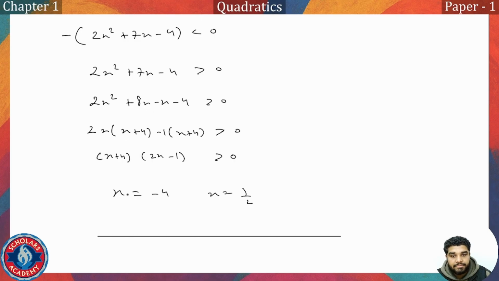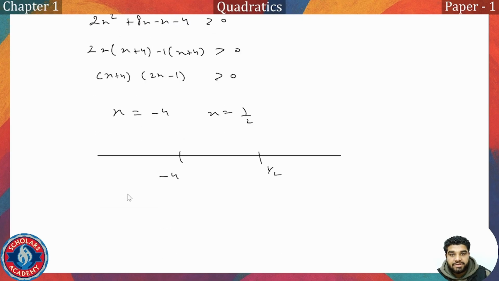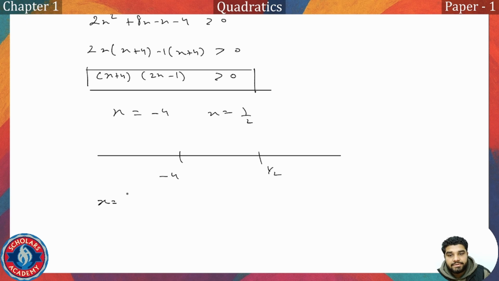And the real line breaks into three intervals, around negative 4 and 1 by 2. So if we check the first interval, what we need is that the value should be greater than 0. So we take x equal to negative 5. If we substitute it, we get negative 1 and negative 11. So that is 11, which is greater than 0. So yes, we'll accept this interval. If we take the second interval, x equal to 0, so we get 4 and negative 1, which is less than 0. So no, we'll not take this interval.